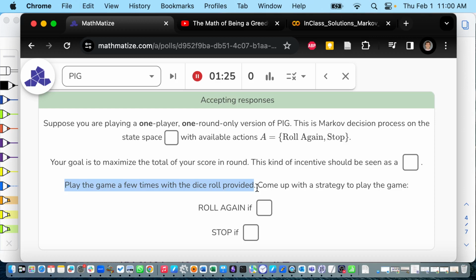So I'll hand out these dice. Think about this. Play the game, and try and see what's going on. And we're going to figure out the best strategy, the best actions. We're going to figure out the optimal policy. That's the right way to say it.